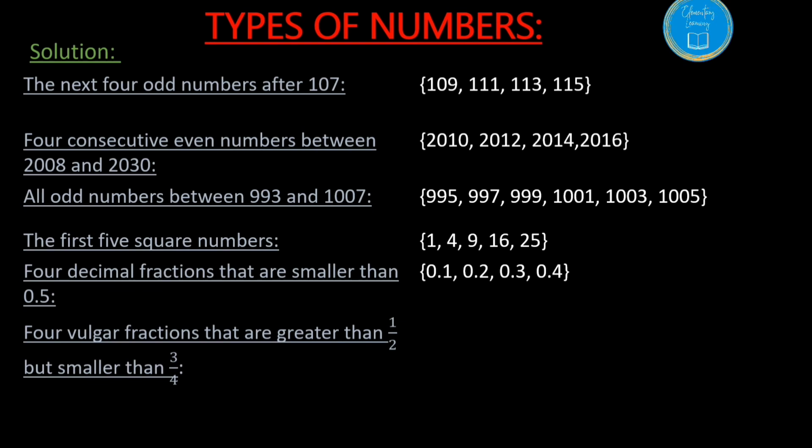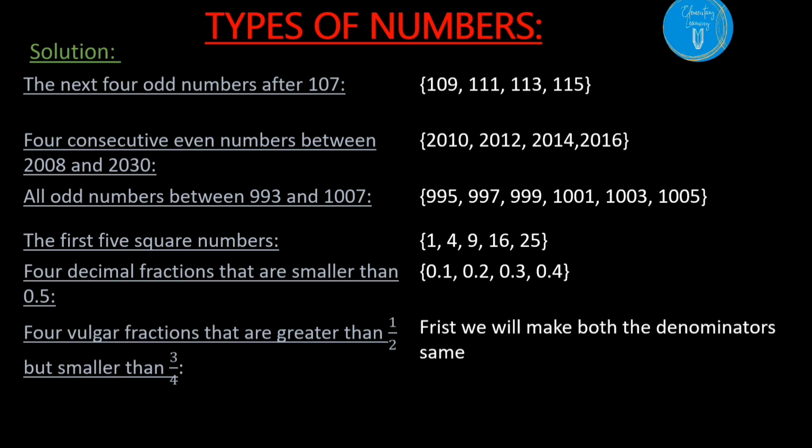4 vulgar fractions that are greater than 1 upon 2 but smaller than 3 upon 4. To compare any two fractions, first we have to make the denominators of both the fractions same by multiplying and dividing them by any number. Here we are multiplying and dividing 1 upon 2 by 2 and 3 upon 4 by 1. So we will get 2 upon 4 and 3 upon 4 respectively.